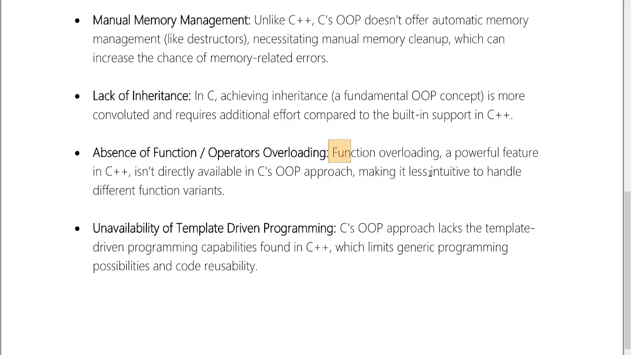You can create overloaded functions in C, but that's not really easy to do, and some of the parts are not even possible in C. And unavailability of template-driven programming. Of course, C does not allow us templates. C++ does. These are C++ capabilities, Java capabilities, other modern languages, mostly C++. You use a template to create different classes and objects against different data types and stuff.